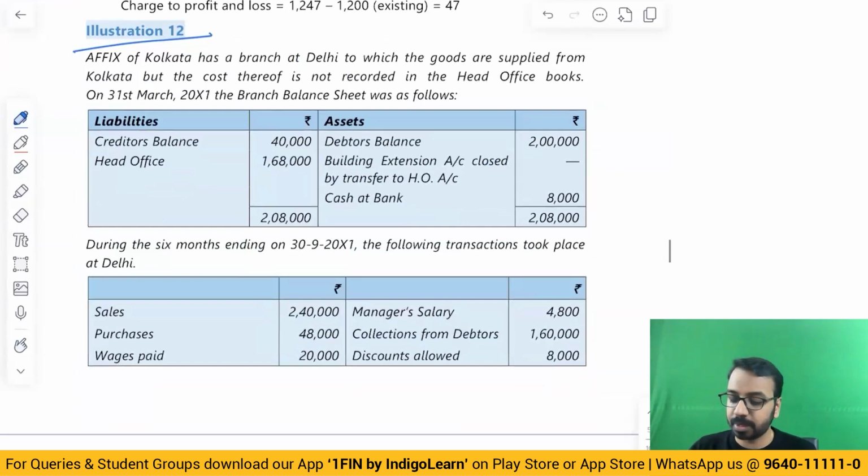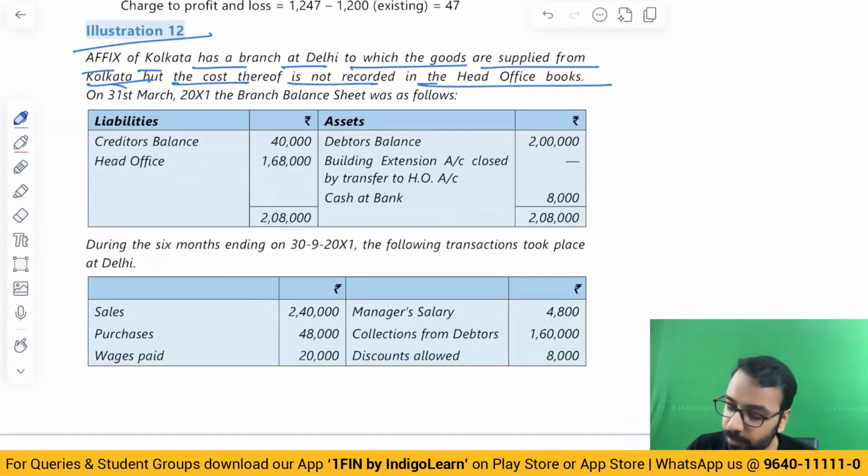Let's look at this question. Affix of Kolkata has a branch at Delhi to which goods are supplied from Kolkata, but the cost thereof is not recorded in the head office books. They have a branch at Delhi. Goods are supplied from Kolkata. Okay, branch is at Delhi. Cost is not recorded in the head office books. On 31st March, branch balance sheet was as follows.